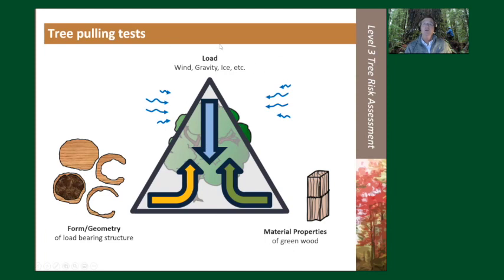First of all, we need to look at the load that's acting on the load-bearing structure. We need to look at the form or geometry in the left corner here of the load-bearing structure. And we need to look at the material properties of that structure. So if it was a building, material properties might be wood versus concrete versus steel versus glass. All of those have different properties in terms of conferring safety to the structure.